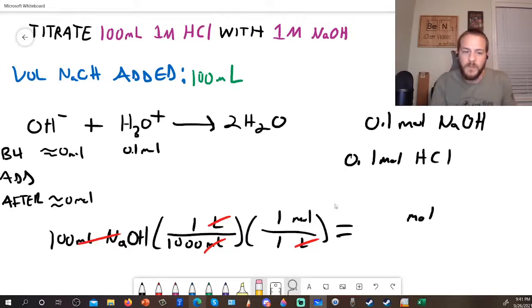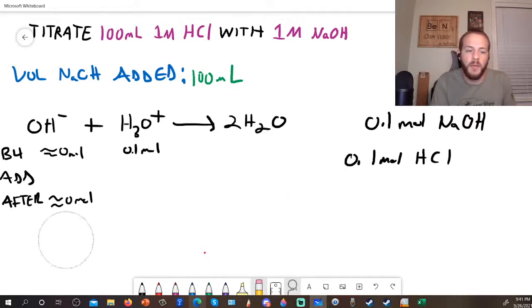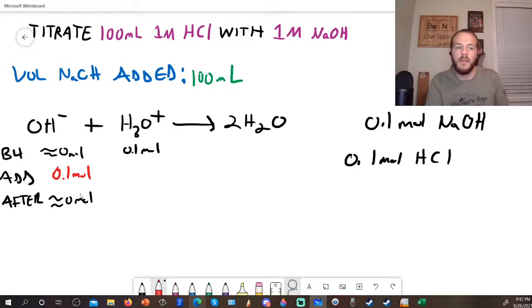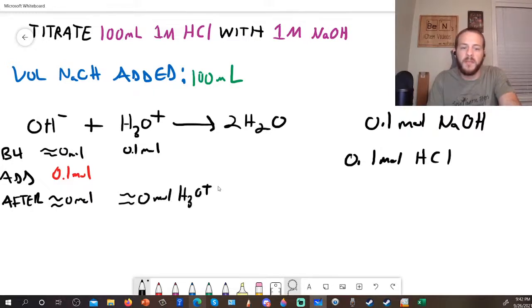So if we look at our table right here, notice that our addition of sodium hydroxide in this case is 0.1 moles, right? So this looks like the amount of hydroxide ion is now just enough to neutralize all of our existing hydronium ion, to the point where after the addition, we're left with approximately 0 moles of H3O plus, right?